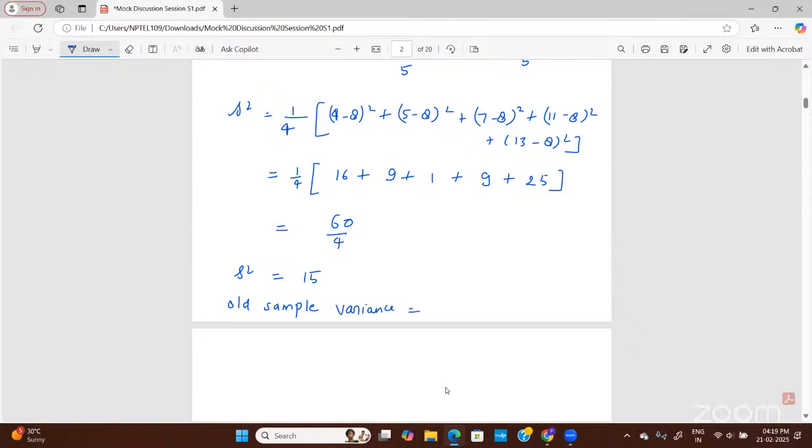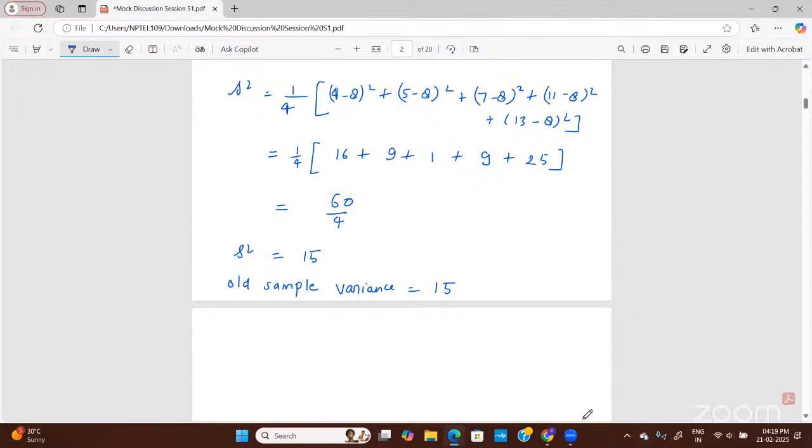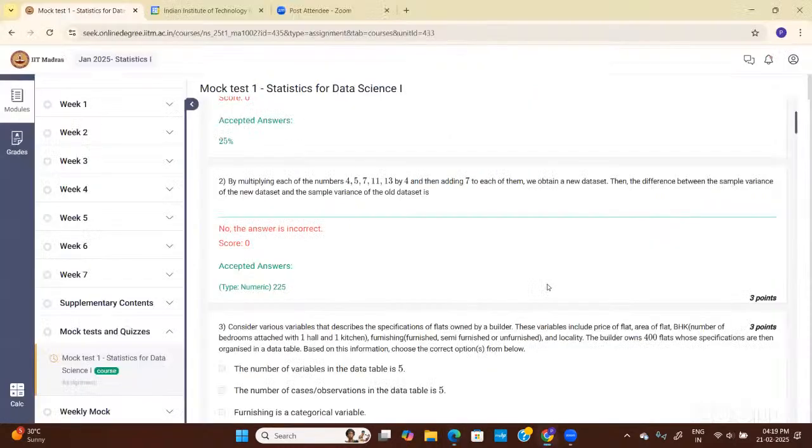The old sample variance, we have got it as 15. Now we have done some changes in the data set. What we have to do is multiply each of the numbers by 4, and then we have to add 7.